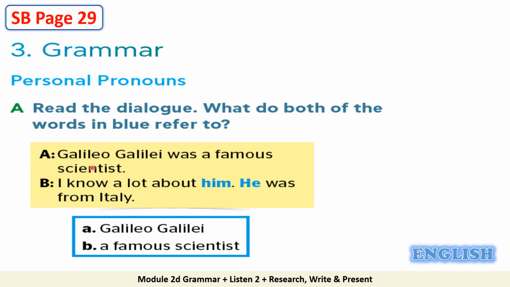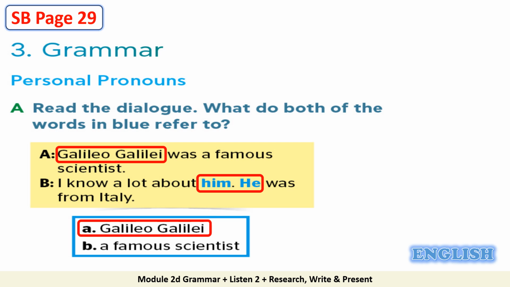A. Galileo Galilei was a famous scientist. B. I know a lot about him. He was from Italy. So what do you think? Both of the words in blue here, him, he, refer to. Well done, students. They both refer to Galileo Galilei. So the correct answer is A.